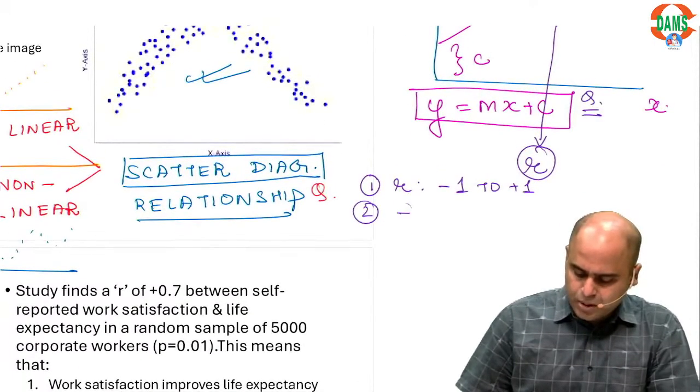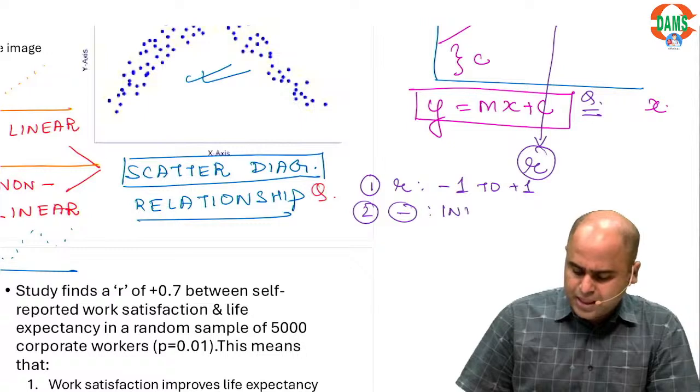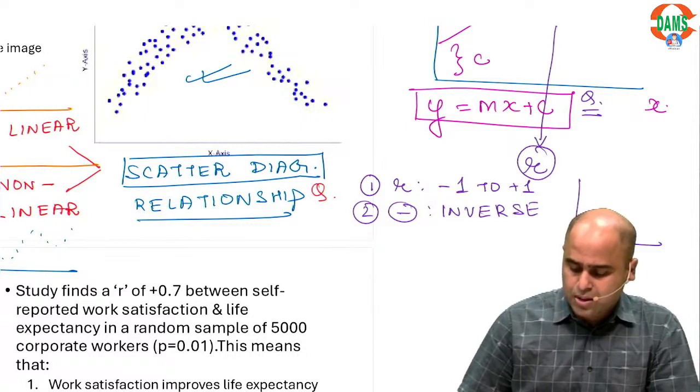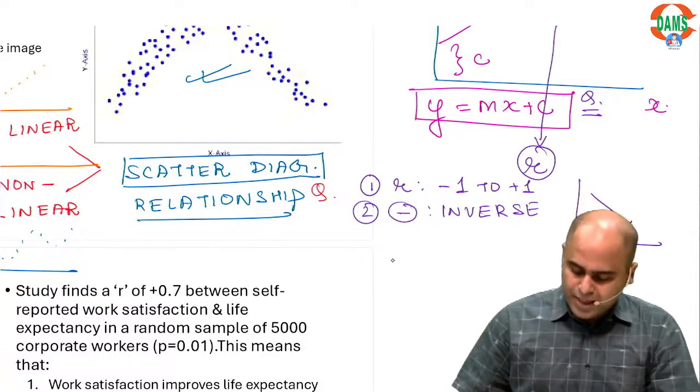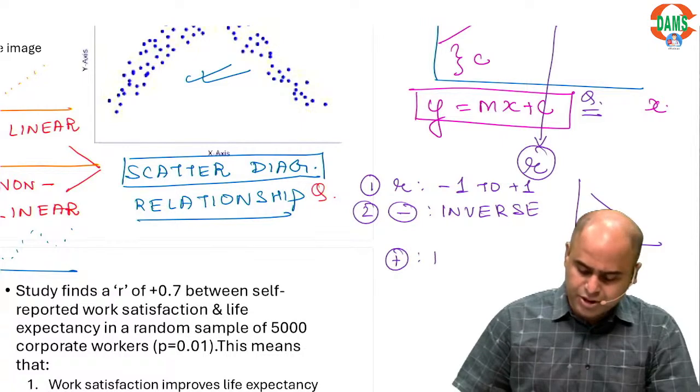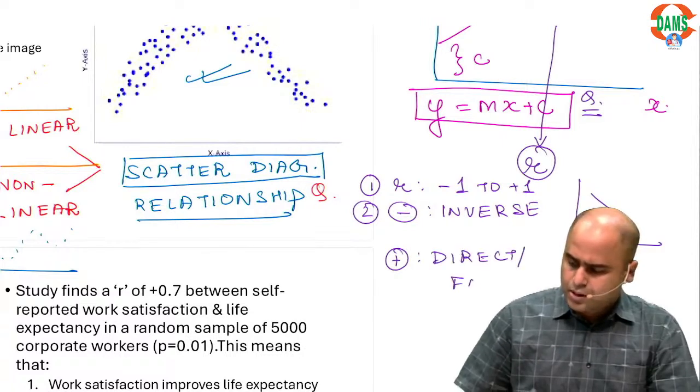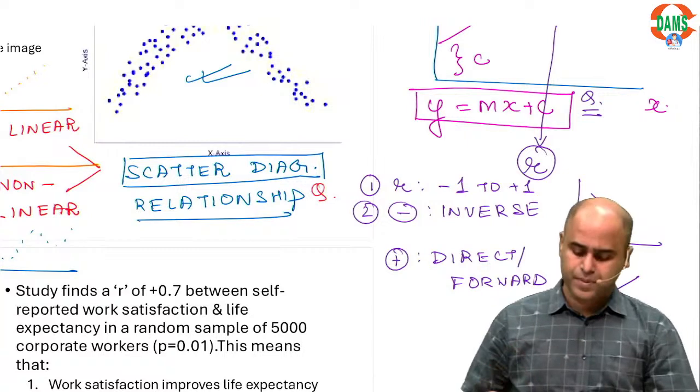Minus tells about inverse relationship. If a pregnant female smokes, her baby's weight will be less. Inverse. It can also tell you about forward relationship, or direct. So basically it is something like this.